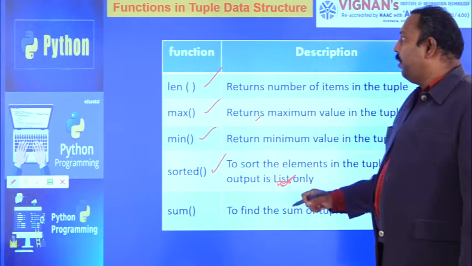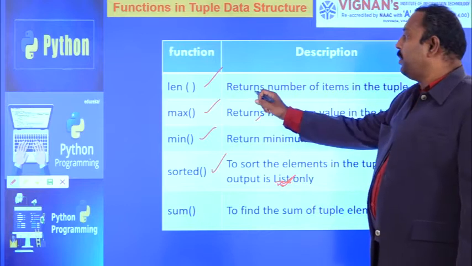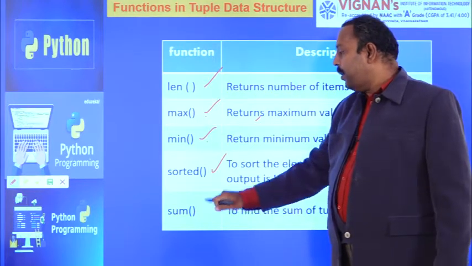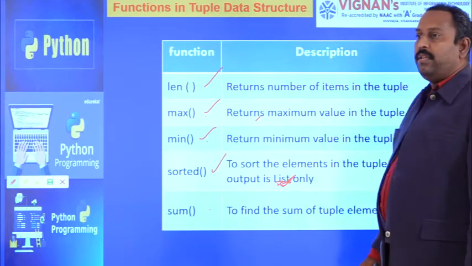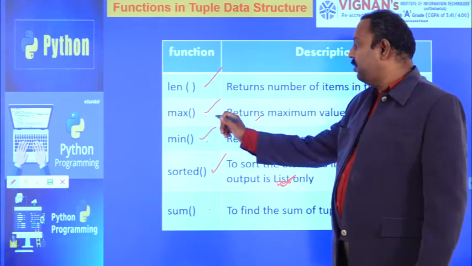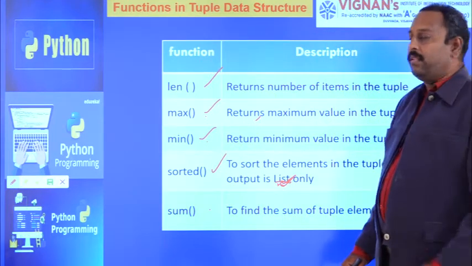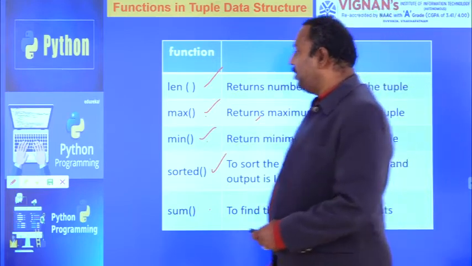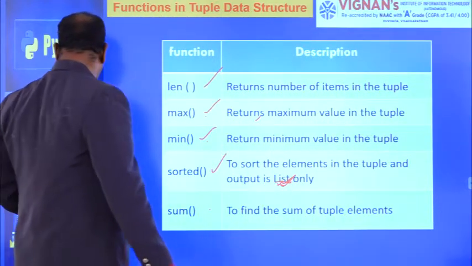But what is the point you have to remember here? All the elements must be integers. Then only we can perform max, min, and sum. Otherwise, if the tuple consists of different data types, these functions will give an error. So these are the functions available. We'll see examples one by one.